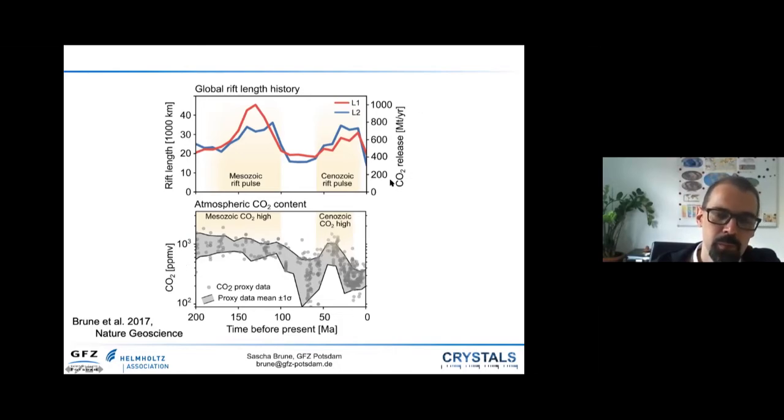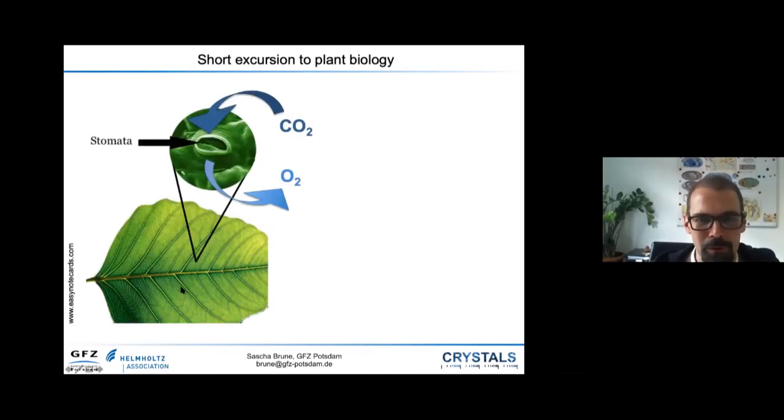I take the measurements from these really sparse locations that we have, and this is a point that I'll look into further later on. And I simply say, if I have thousands of kilometers of rift length, then this is the amount of CO2 that I get. This is as simple as that. And then I can compare that to the CO2 content of the atmosphere that we get from paleo CO2 reconstructions. And here I have a little excursion to plant biology.